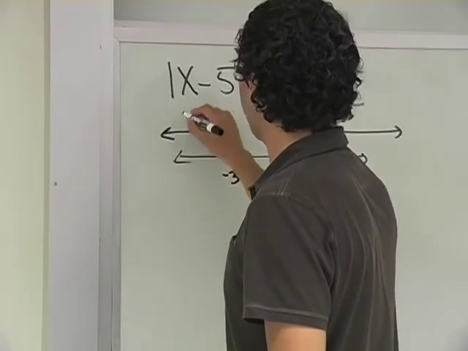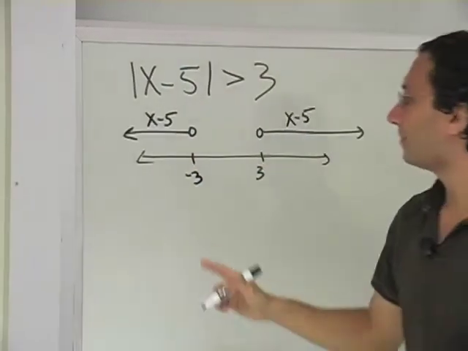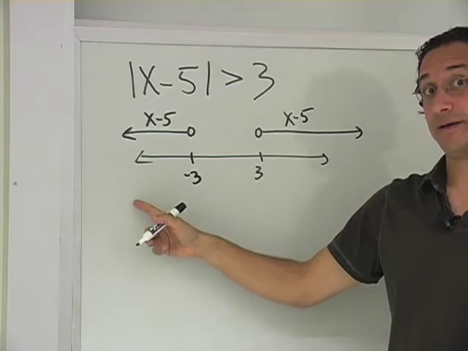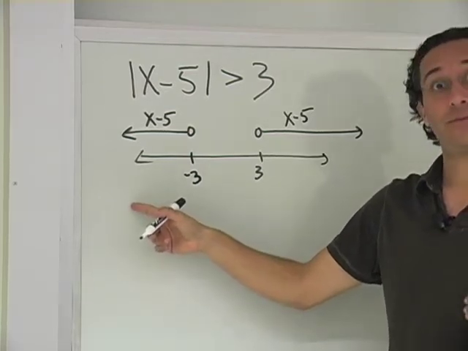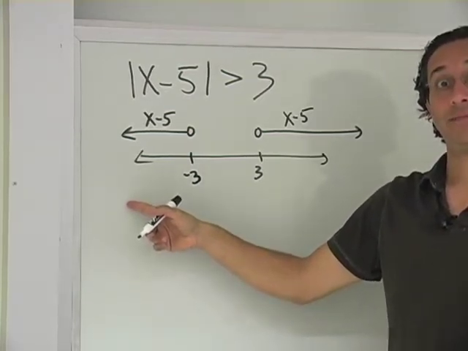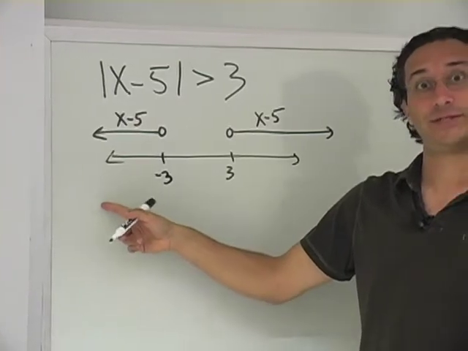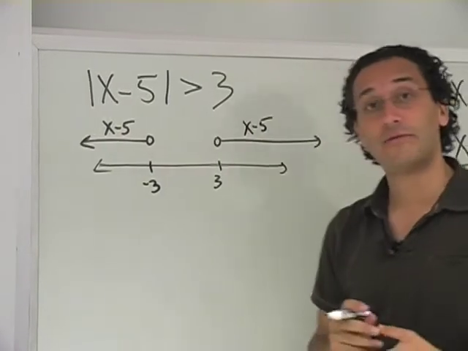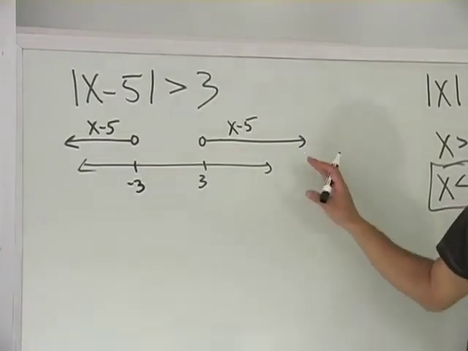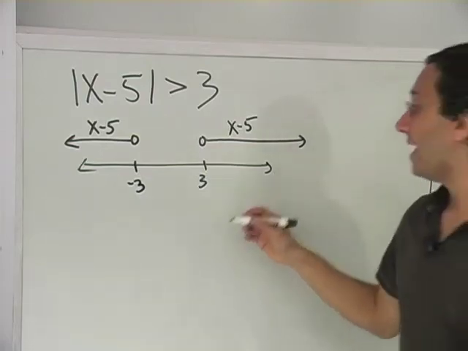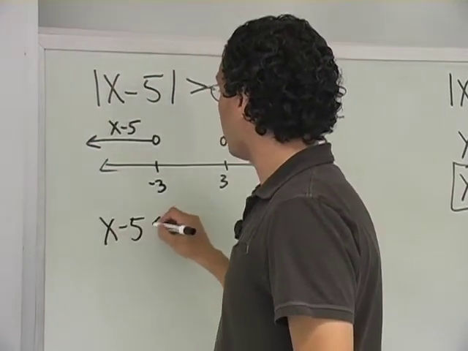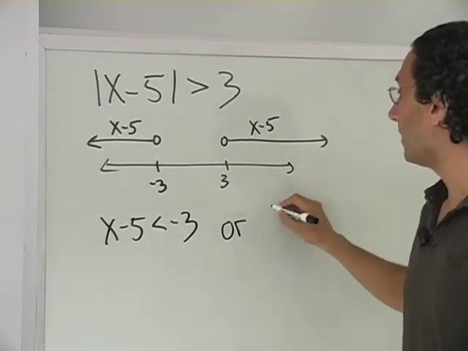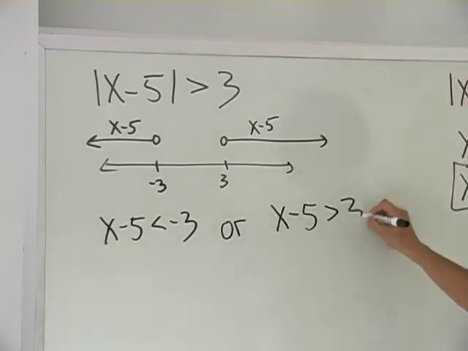So anytime x minus 5 is less than negative 3, its absolute value will be bigger than 3. You might need to pause the video and think about that. Make sure you believe that. So what does this diagram tell me in terms of solving it? Well, there are going to be two branches to my solution. x minus 5 could be less than negative 3, or x minus 5 can be bigger than 3.